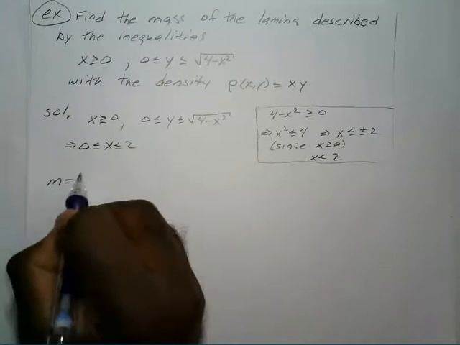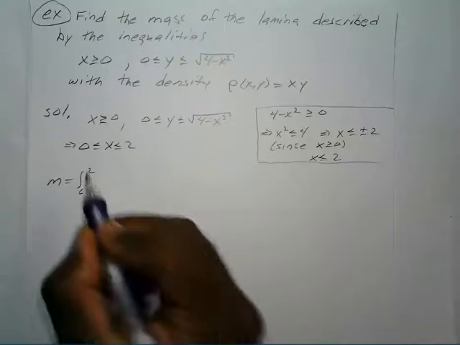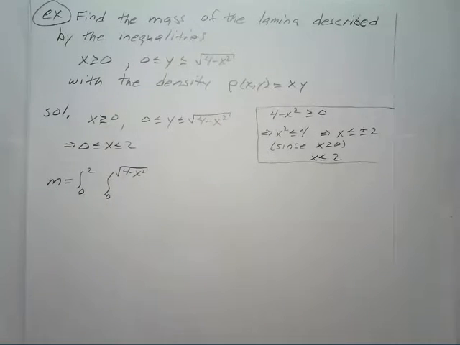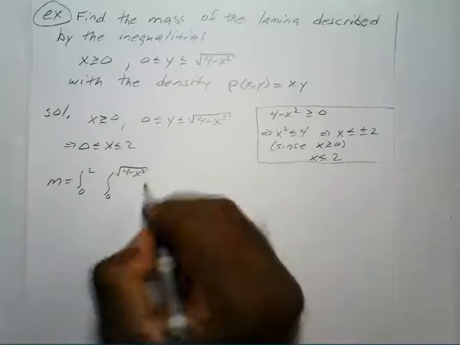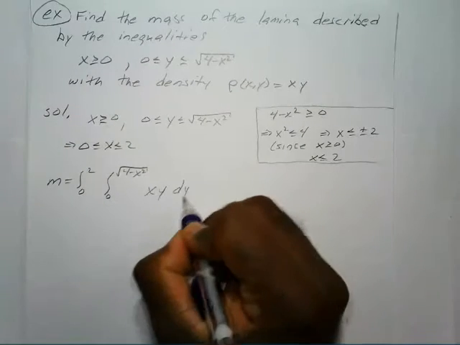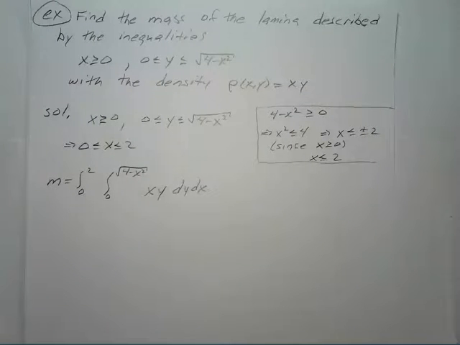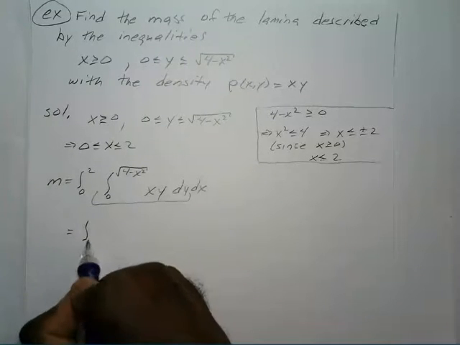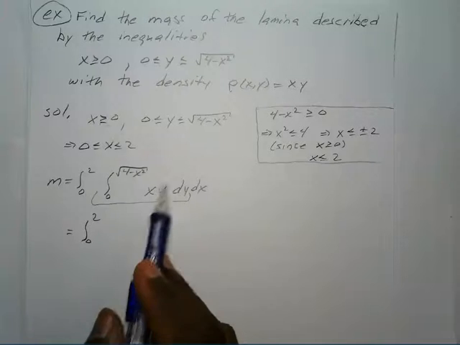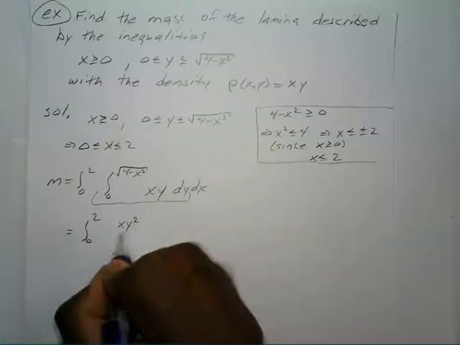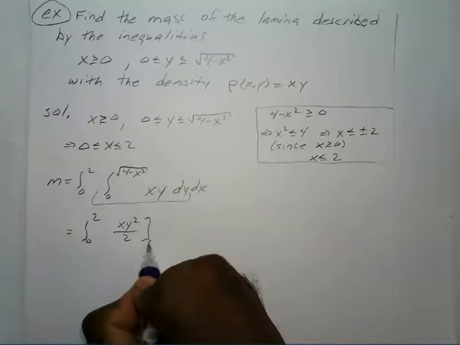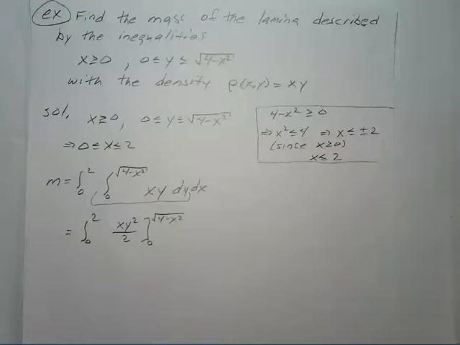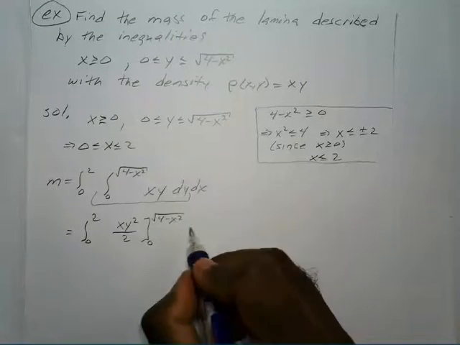We know that our mass is equal to the integral from 0 to 2 for our x, and the integral from 0 to the square root of 4 minus x squared for our y of our rho, which is xy, dy dx. Just like before, we start in the center. With respect to y, we have y squared over 2. So that gives us x y squared over 2, from 0 to the square root of 4 minus x squared. And don't forget our dx.